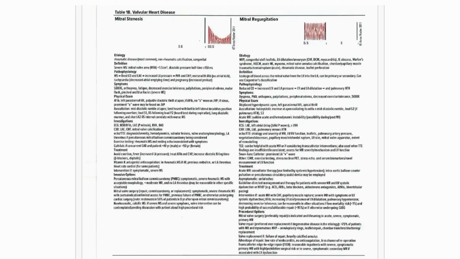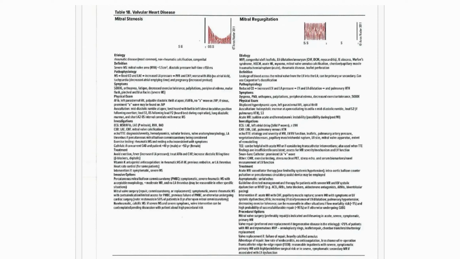Procedural options. Mitral valve repair is preferred over replacement whenever possible because it preserves ventricular function, lowers the risk of infective endocarditis, and often avoids lifelong anticoagulation. Valve replacement is performed when repair is not feasible. For selected high-risk patients, the table also highlights transcatheter edge-to-edge repair, abbreviated as TEER, as a minimally invasive alternative.